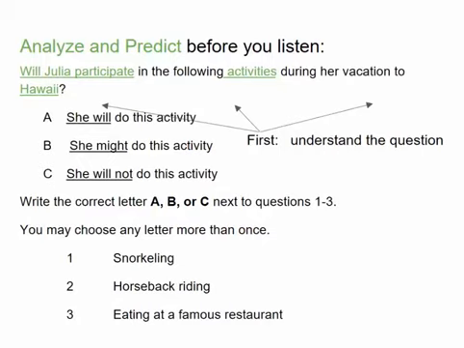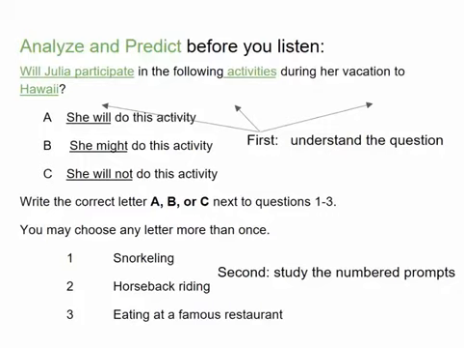Okay, then of course, it's important to just keep in mind the three options in the question. She definitely will, she might, and she will not. So we can expect to hear some answers about these different activities in the passage. All right, so that's what you would do for the first step to understand the question.